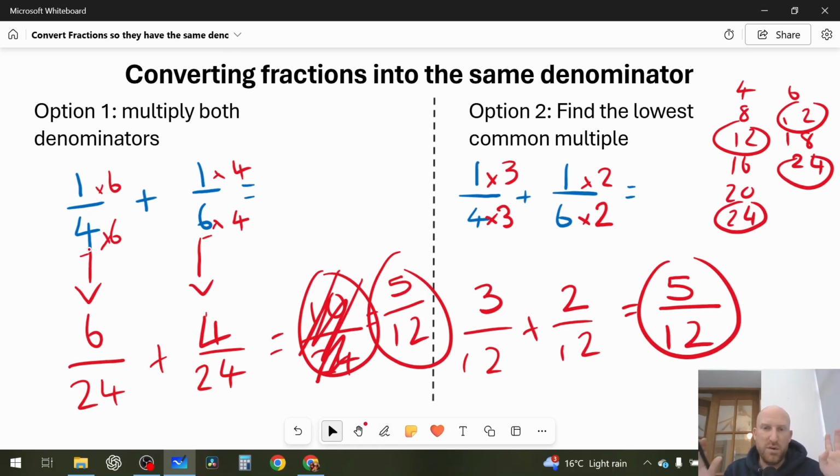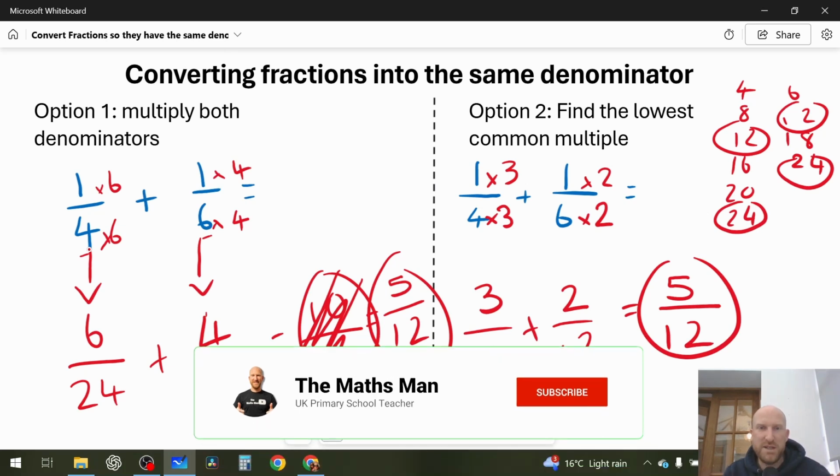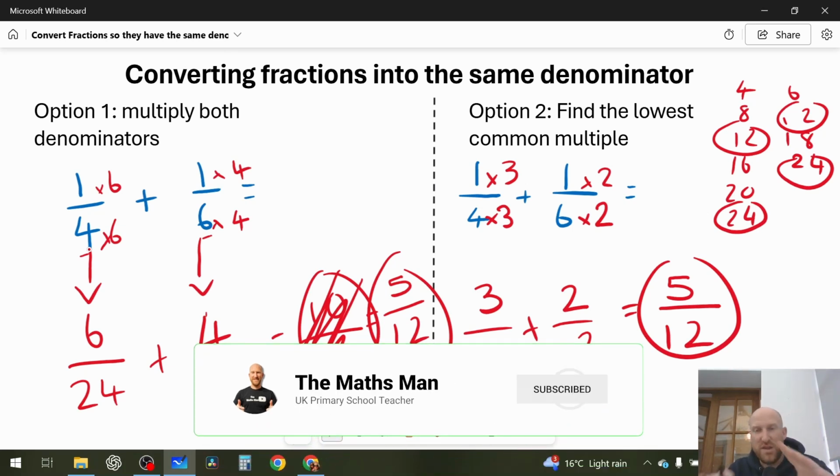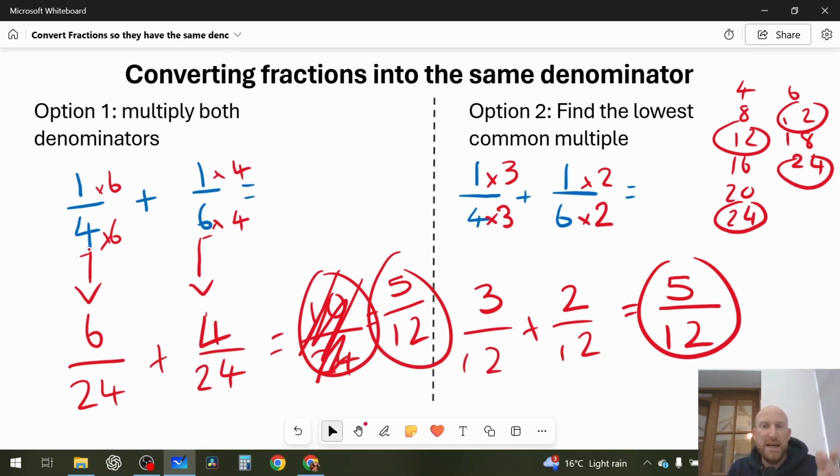So there's two different ways of converting fractions so they have the same denominator. And I also showed you there how that skill can be used to add fractions with different denominators. Hopefully it was helpful for you.